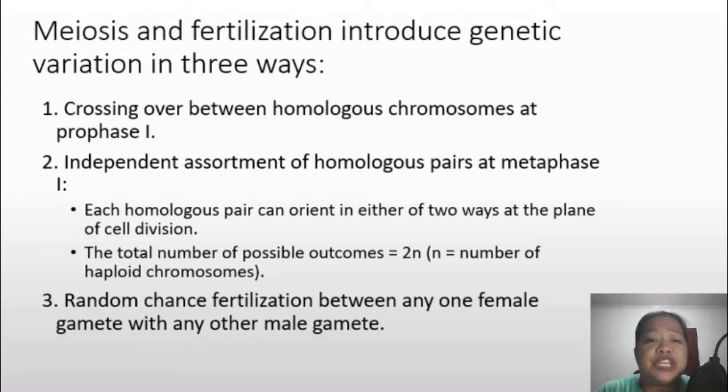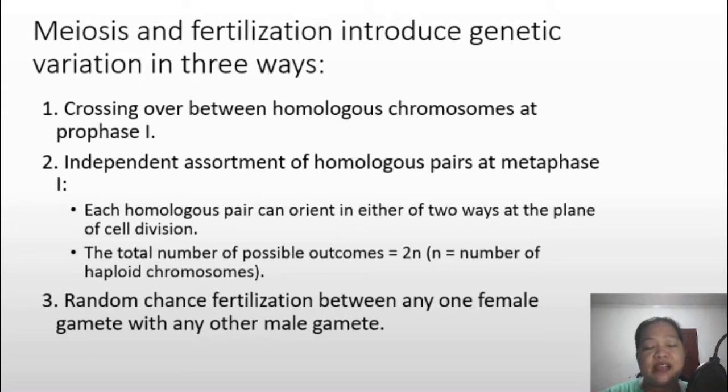1. Crossing over between homologous chromosomes at prophase 1. So, during prophase 1 in meiosis 1, there's a crossing over of chromatids. So, that makes us different from each other.